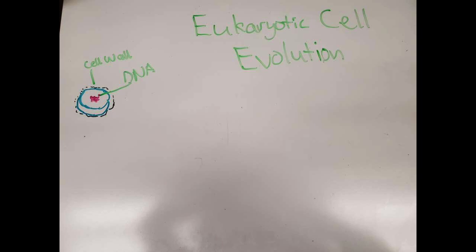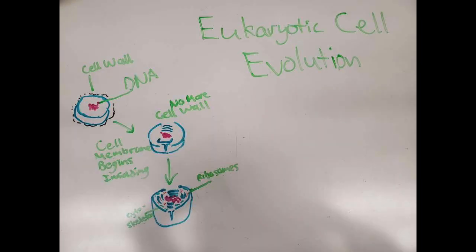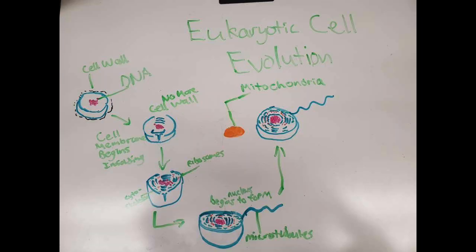In order to understand this ancestry better, we must look at the process of how the prokaryotic cell evolved. Here, in our first picture, the prokaryotic cell only has DNA and a cell wall. In our second and third step, the cell wall is lost, the cell membrane begins its infolding process, and the cell begins developing a cytoskeleton and ribosomes. In our fourth and fifth step, the nucleus in the cell begins to form.